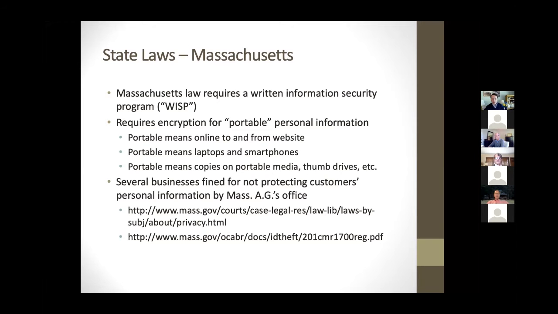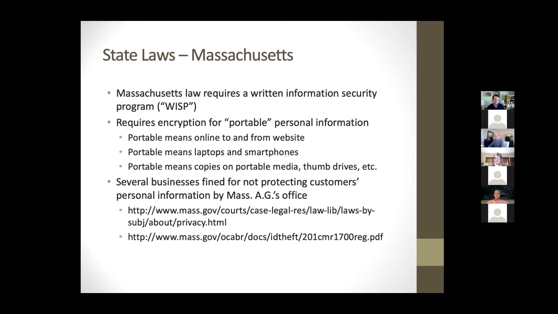Massachusetts has played Can You Top This after seeing a California law. One thing they require is that whereas most states say you don't have to encrypt personal information, but you're encouraged to, Massachusetts says you must encrypt personal information of Massachusetts residents if that information is portable. And then they define portable to mean the data is going back and forth to a website. It's on a portable device, such as a laptop or a smartphone, a jump drive, thumb drive.